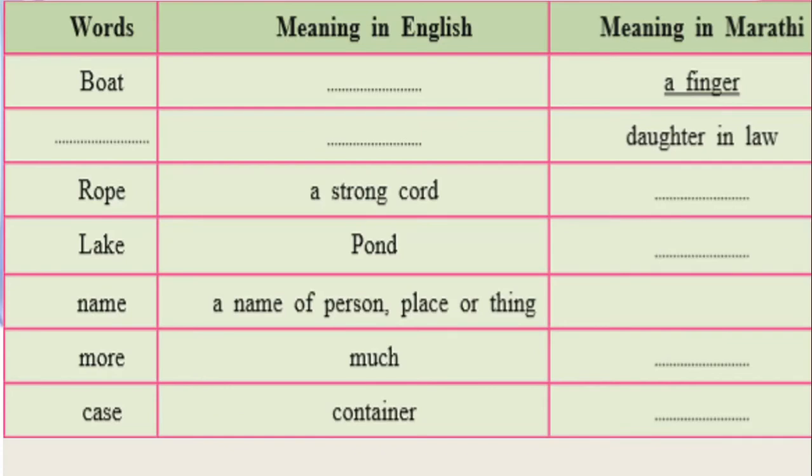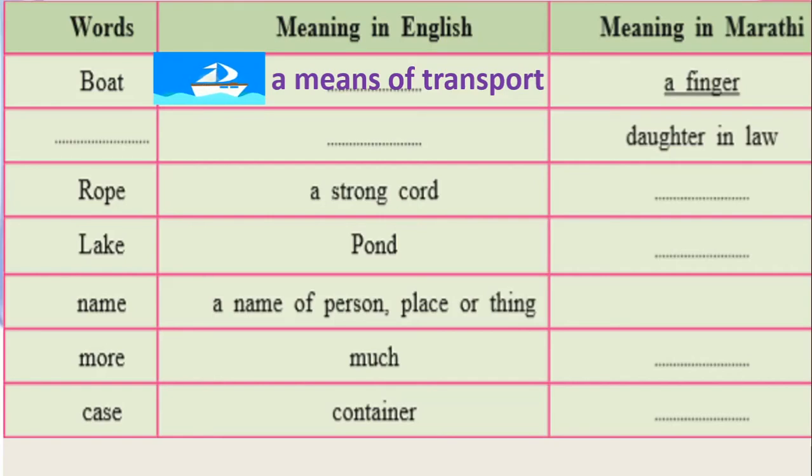Now this is one exercise from your textbook. So look at the words. The first one is a boat. Now here in English, what it means you are supposed to find out and write. In Marathi, they are telling you boat means a finger. So let's see in English what it means. It means a means of transport. Like we saw bus, in the same way we have a boat. And in Marathi, of course, a boat means a finger.